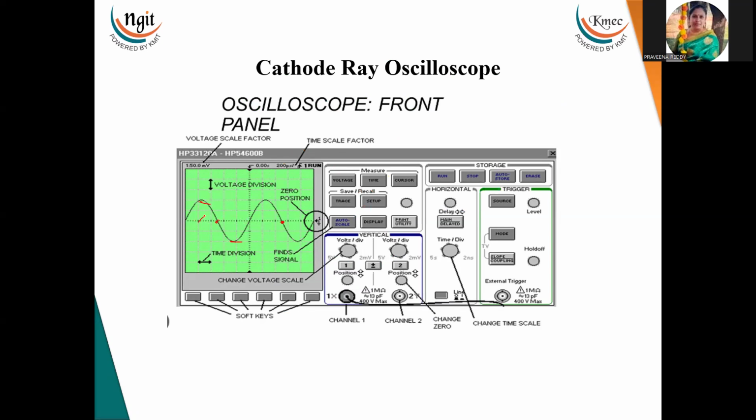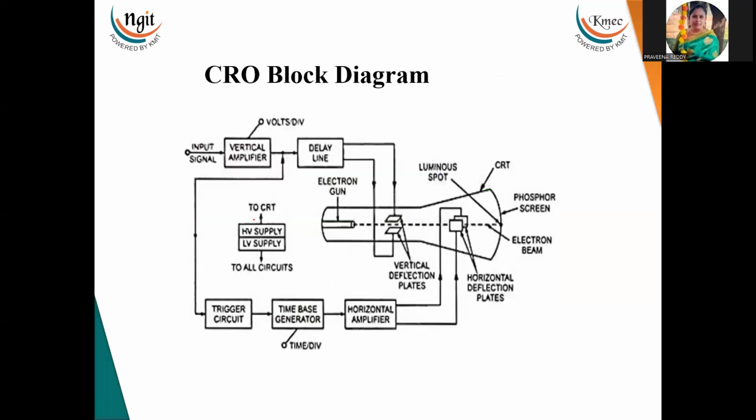And if we are measuring two waveforms at the same time, how much delay is there, that also we can measure. So phase delay. So these are the parameters we can measure by using the CRO. And this is the block diagram.